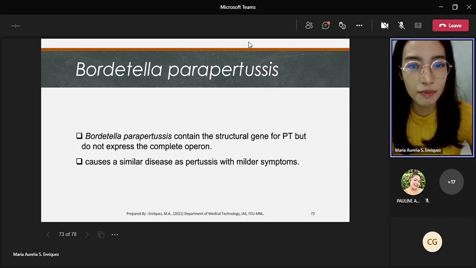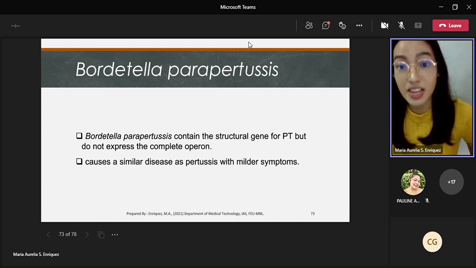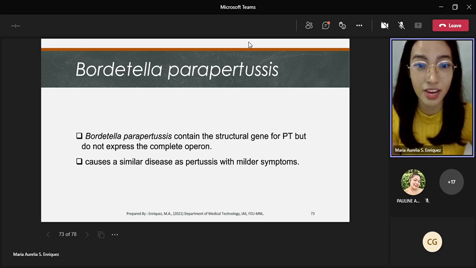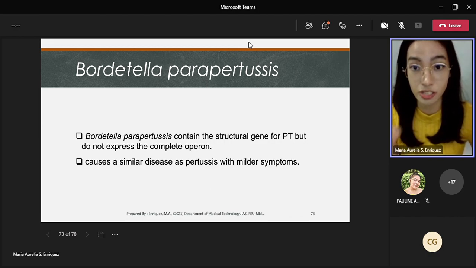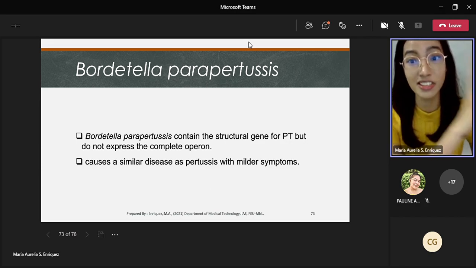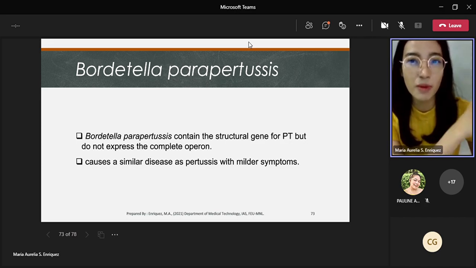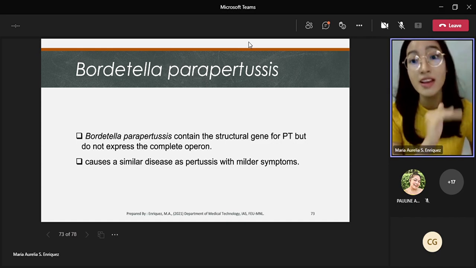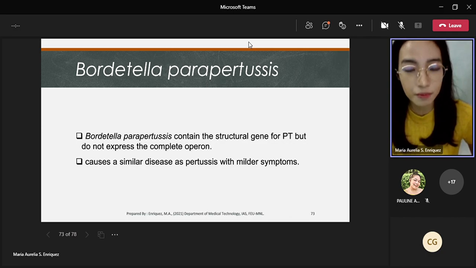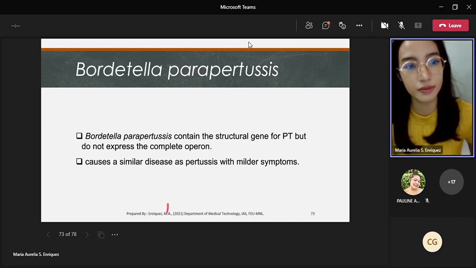So for Bordetella parapertussis, it does not have the gene to express the pertussis toxin. So yun po yung main difference ng Bordetella pertussis versus parapertussis. Ang Bordetella pertussis, it has the gene to express the pertussis toxin. Bordetella parapertussis doesn't. So ang meron lang siya is yung iba pang mga virulence factors except the pertussis toxin. Okay? So it does not express the complete functional unit.